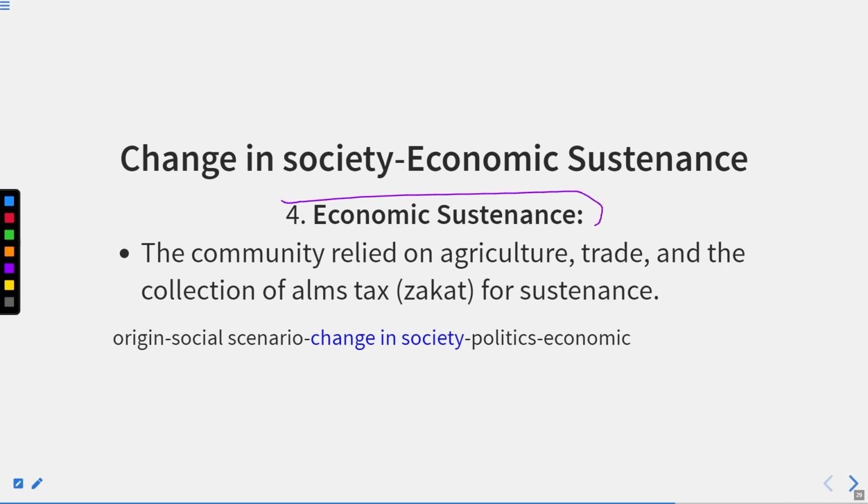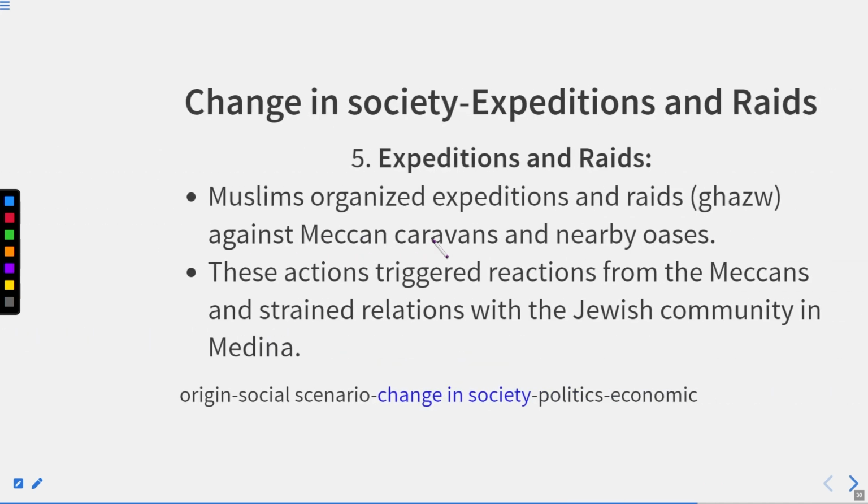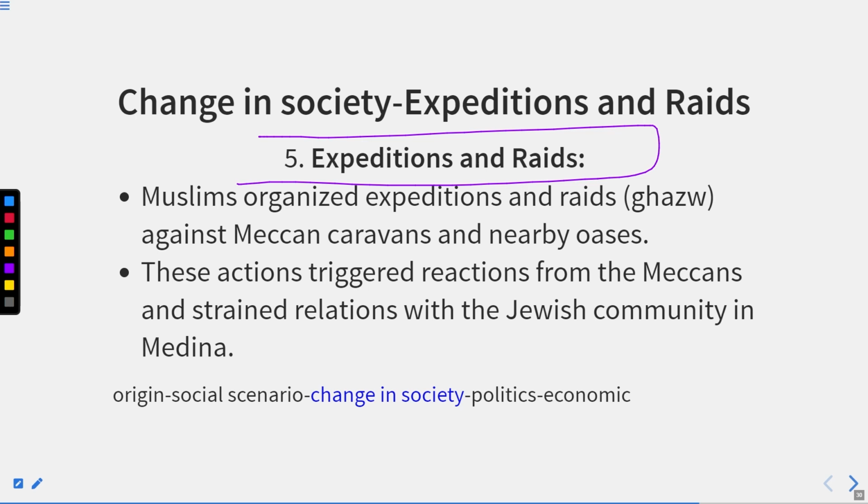Thereafter, we have the economic sustenance. The community relied on agriculture, trade and the collection of alms called zakat for sustenance. However, about the economy, we will learn in the upcoming lectures on the economic and political part. Till then, just remember this one. All right. Expeditions and raids: Muslims organized expeditions and raids against Makkan caravans and nearby oases. All right, because it was the only established way to have resources and sustainability. These actions triggered reactions from the Makkans and strained relations with the Jewish community in Medina.